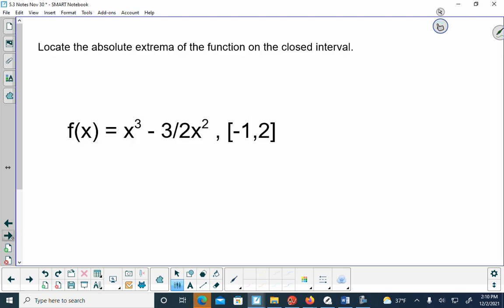So the problem that you had is like locate the absolute extreme on the functions on the closed interval. So I'm between -1 and -2, which means I will have an absolute max and I will have an absolute min. Now, do you want to go to the whiteboards and do this? Okay, go.